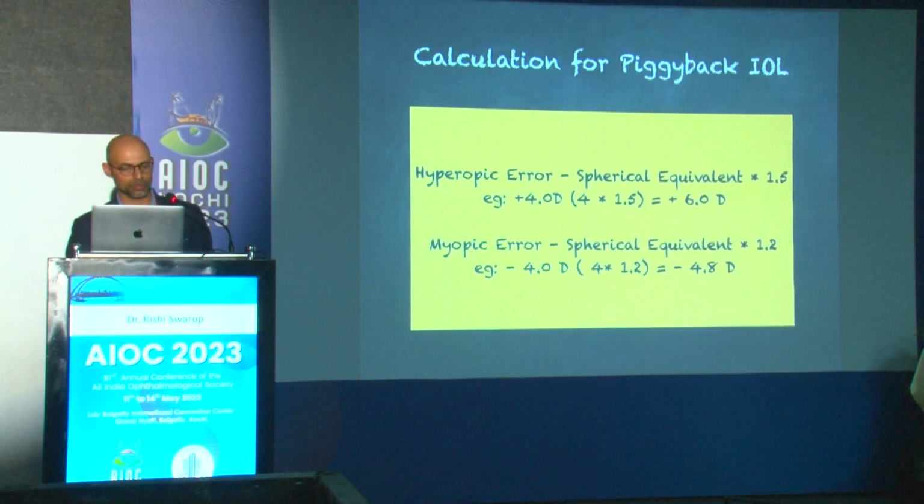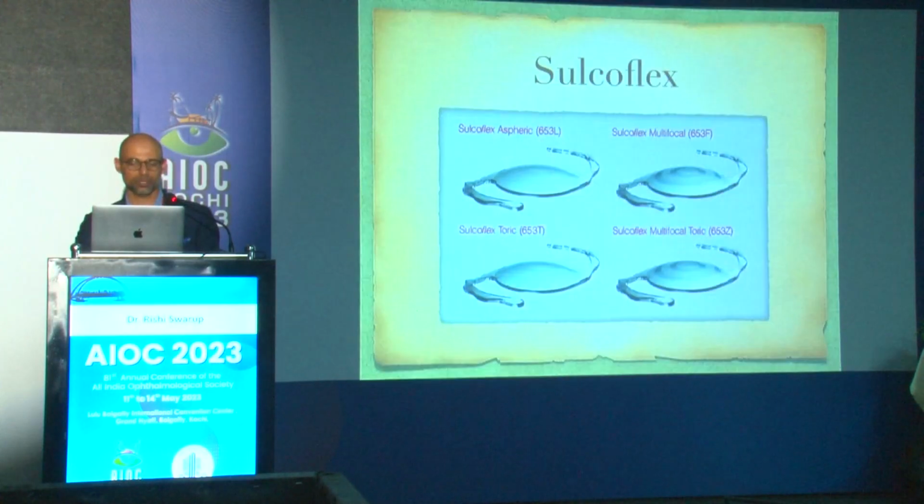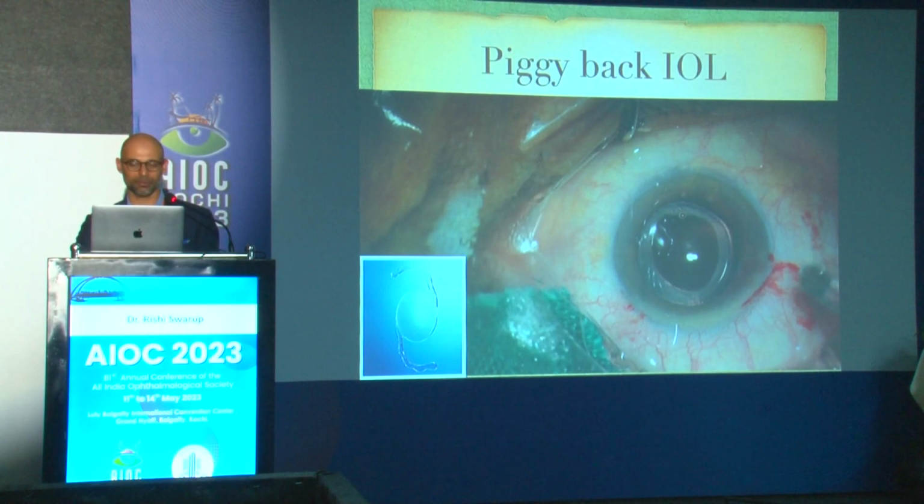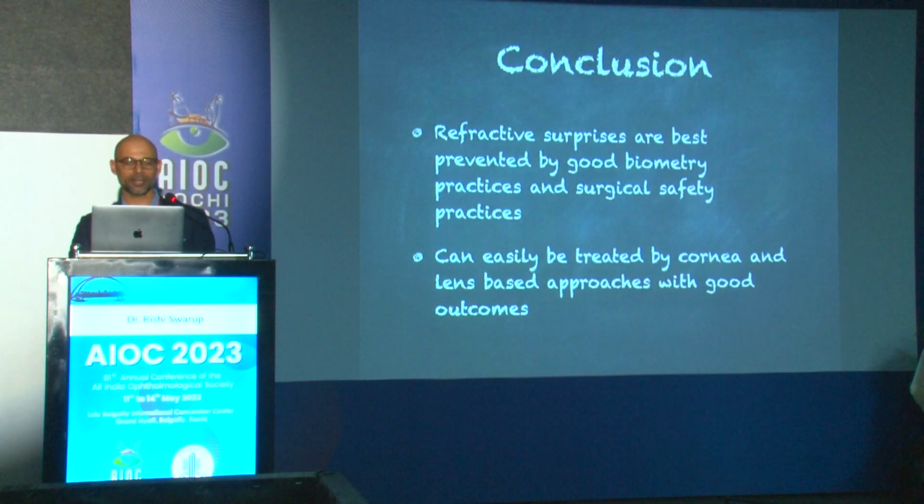So this is how you use the formula for piggyback calculation. I'm sure somebody will cover this in the subsequent talks. The other lens, like I said, is Sulcoflex from Rayner, and that also works very well. I'll skip the video for that. To conclude, refractive surprises are best prevented by good biometry practices and surgical safety practices. But if they do occur, they can easily be treated either on the cornea or with a lens-based approach with good outcomes. Thank you.